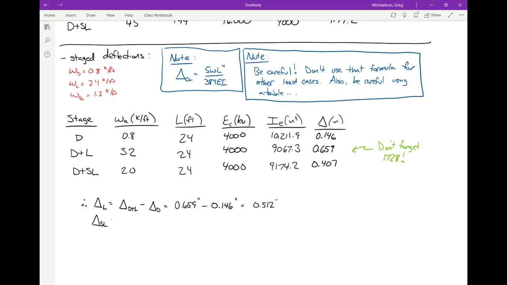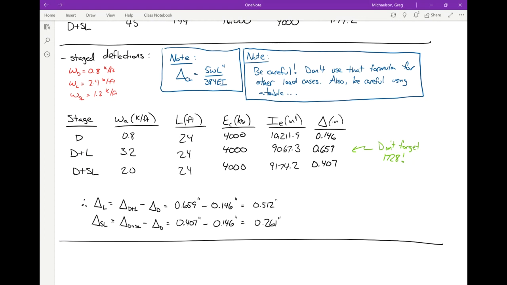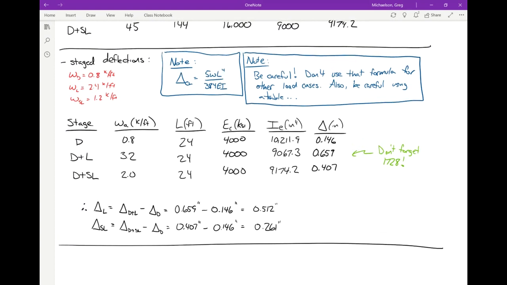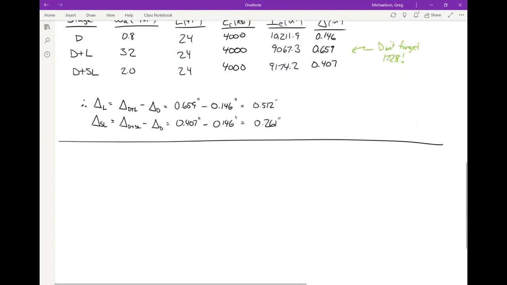And then for the sustained live load, it's the same story. We take the dead plus the sustained live load minus the deflection due to the dead, and that is 0.407 minus 0.146, and that's 0.261. Okay. Everybody good so far?